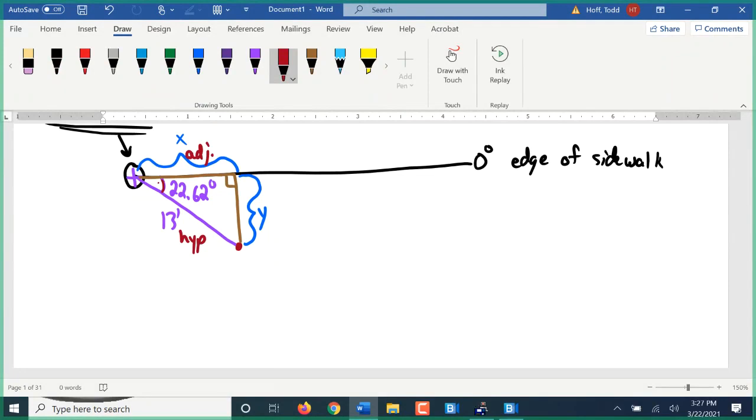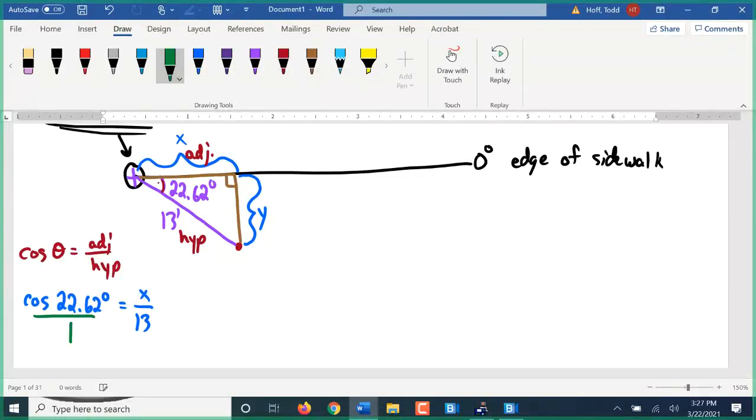Secant, but also cosine. Now I usually write out the definition just to keep from making a mistake. Cosine of the angle is adjacent over hypotenuse. I have my angle is 22.62 degrees equals X over 13. And to solve this, if I am looking for a missing side, I put my trig function over 1, so it's a proportion, and I cross multiply.